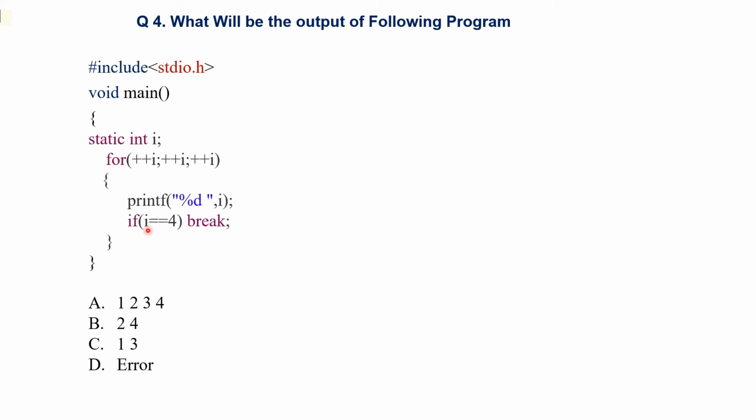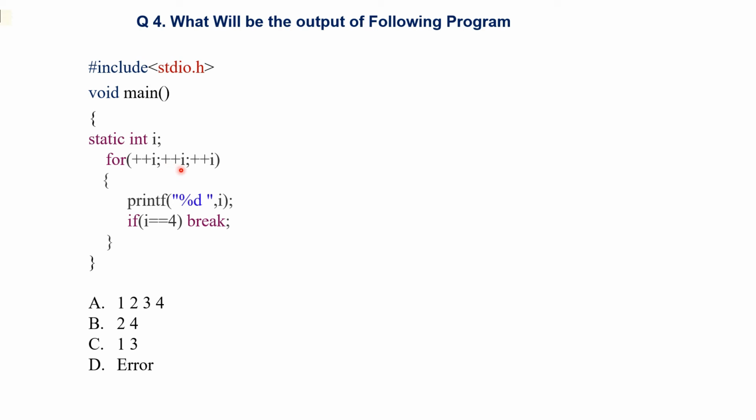Value of i is now 2. 2 equal to 4 is false. So false means this will not be executed, and control will again go to the for statement, in this increment section. So now with this ++i becomes 3. After executing this, the condition section will be executed.